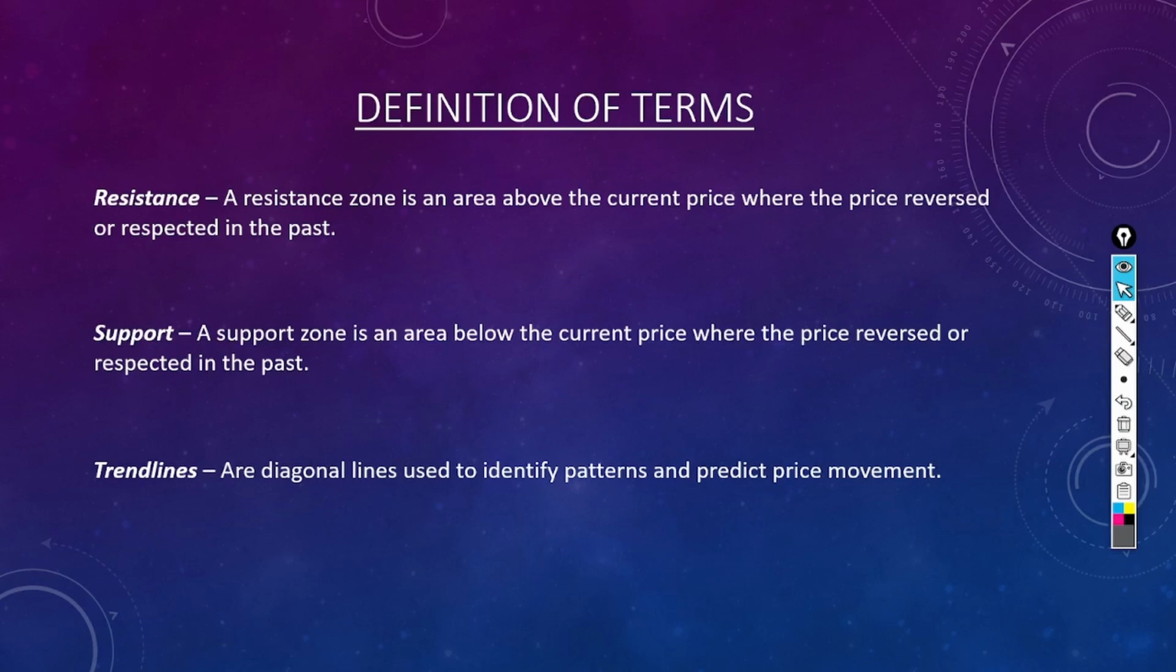A resistance zone is an area above the current price where the price has reversed or respected in the past. I have a visual representation of what a resistance is supposed to look like. I'll explain that in a minute. A support zone is an area below the current price where the price has reversed or respected in the past. So a resistance is located above where the current price is. A support is located below where the current price is. And trend lines are diagonal lines used to identify patterns and predict price movement.